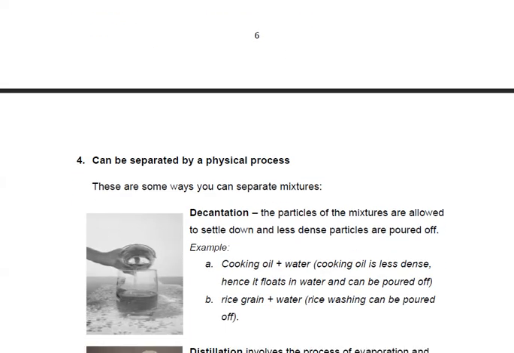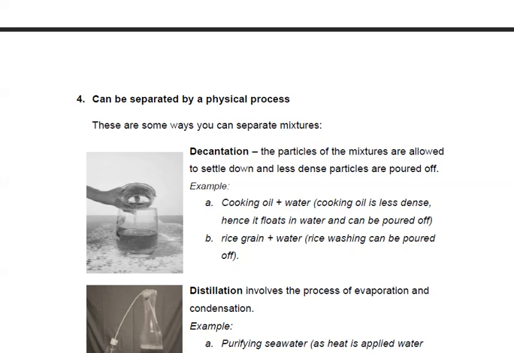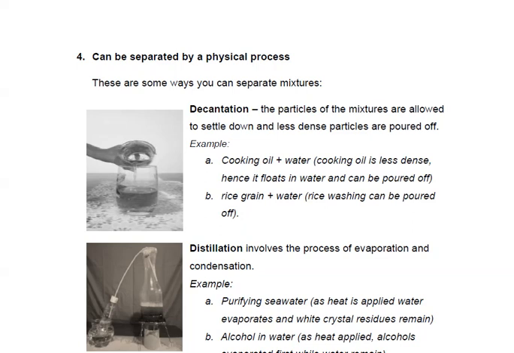Number 4, it can be separated by a physical process. So, actually, isag ang salt ug water imong gisagol, pwede gyapon na nimo ma-separate, no? So, these are some ways you can separate mixtures. Number 1, you have decantation. The particles of the mixtures are allowed to settle down and less dense particles are poured off. For example, cooking oil plus water. Cooking oil is less dense, thus it floats in the water and can be poured off.